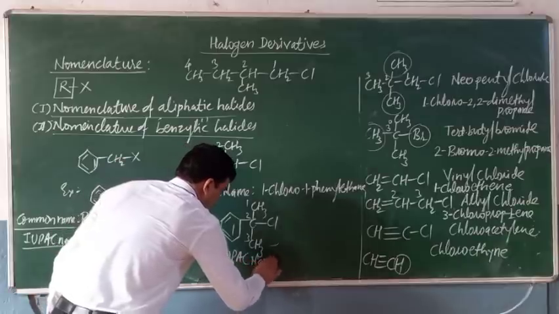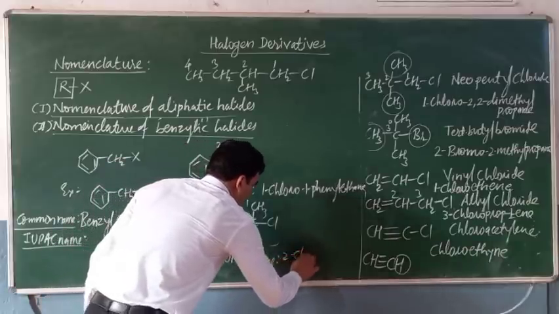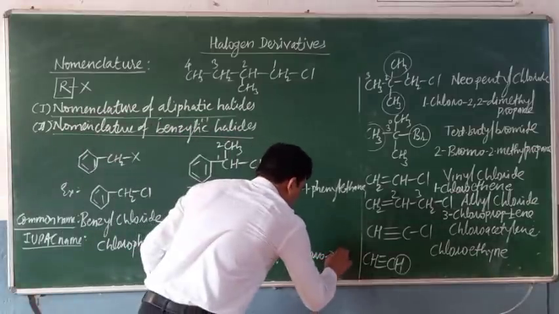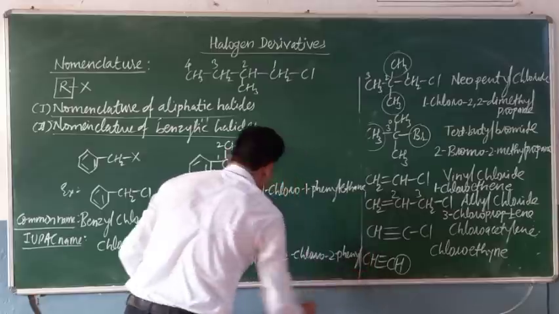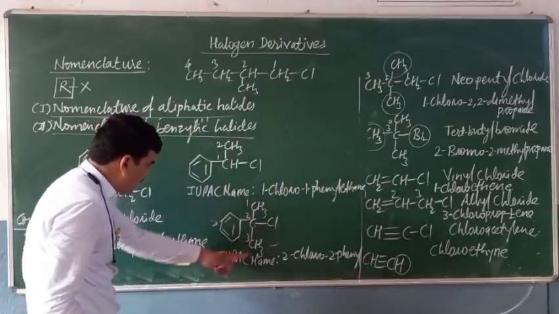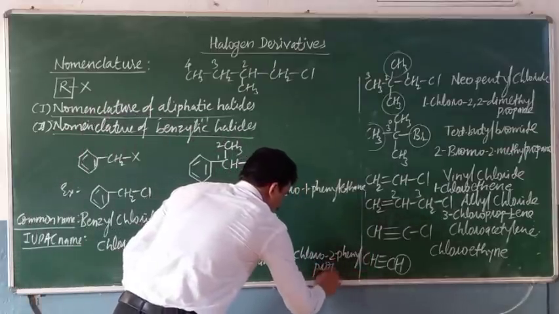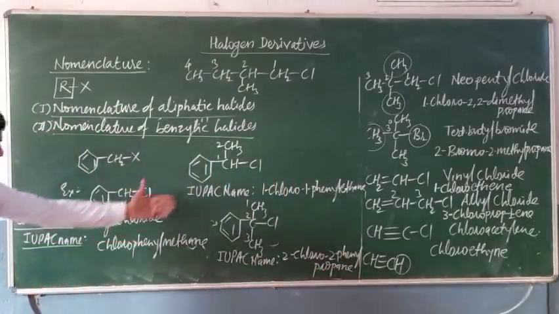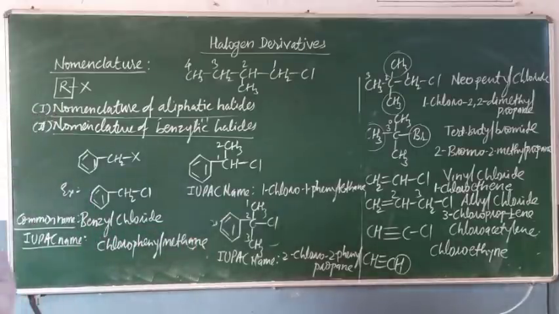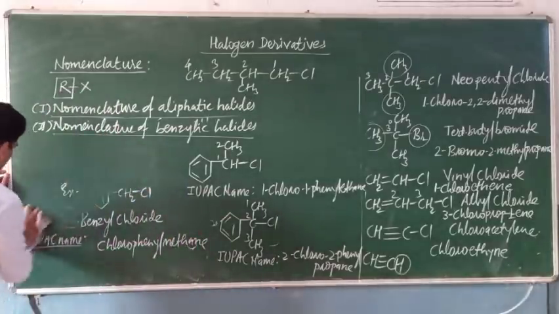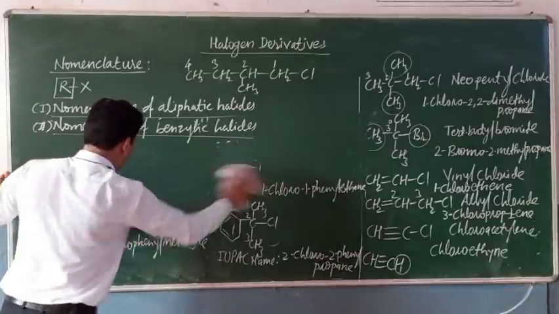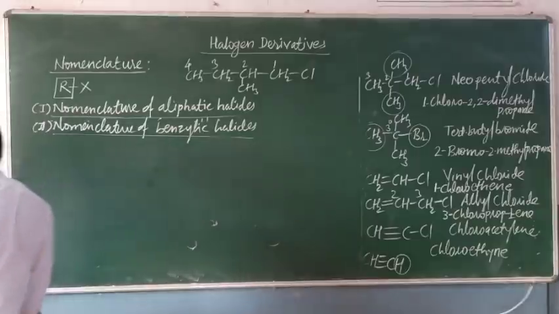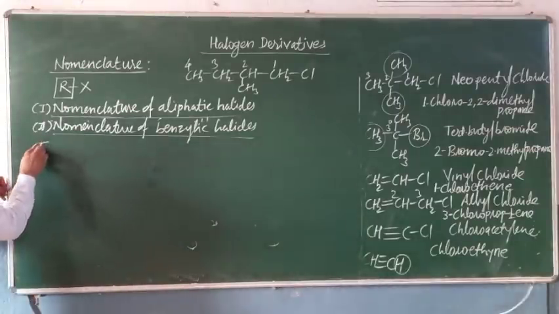Therefore its IUPAC name will be 2-chloro, 2-phenyl, and the parent alkane is propane. 2-chloro-2-phenylpropane is the IUPAC name of this benzylic halide. So this is about the nomenclature of benzylic halides. Then the nomenclature of aryl halides.